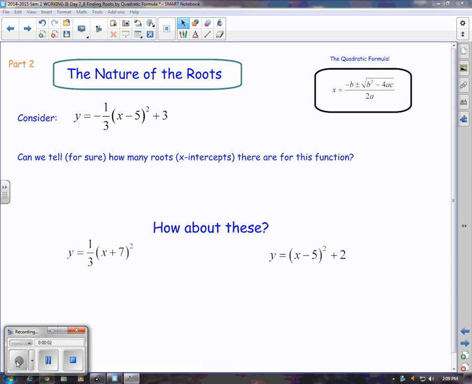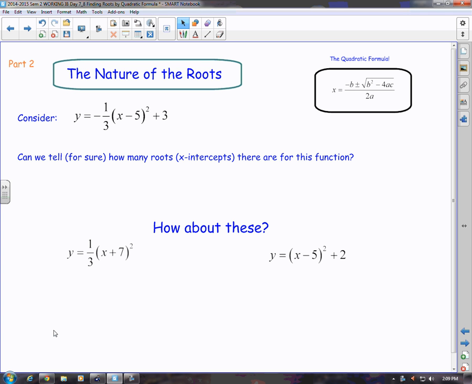Our last lesson of this unit, which is, there we go, the nature of the roots. The nature of the roots. So this is technically written down as part 2 of our previous lesson, because the 2 lessons are really connected.